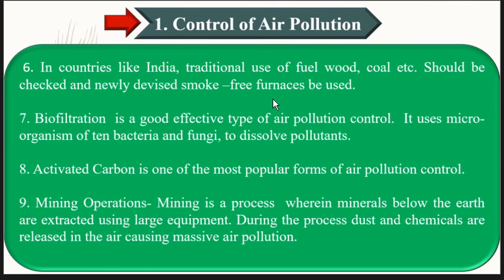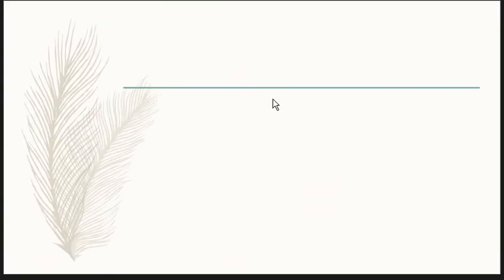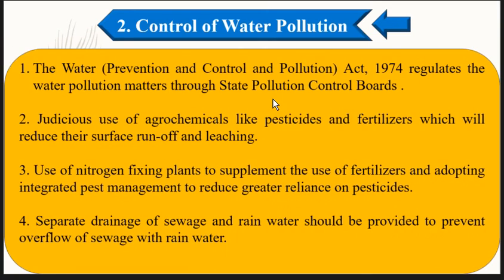Now let us see how to control the water pollution. So there are some remedies to control the water pollution. First is the Water (Prevention and Control of Pollution) Act 1974, which regulates the water pollution matters through state pollution control boards. Next is judicious use of agrochemicals like pesticides and fertilizers, which will reduce their surface runoff and leaching.